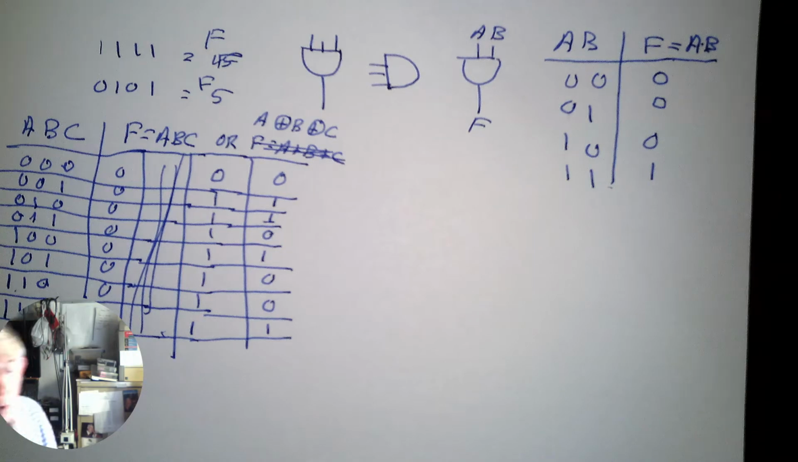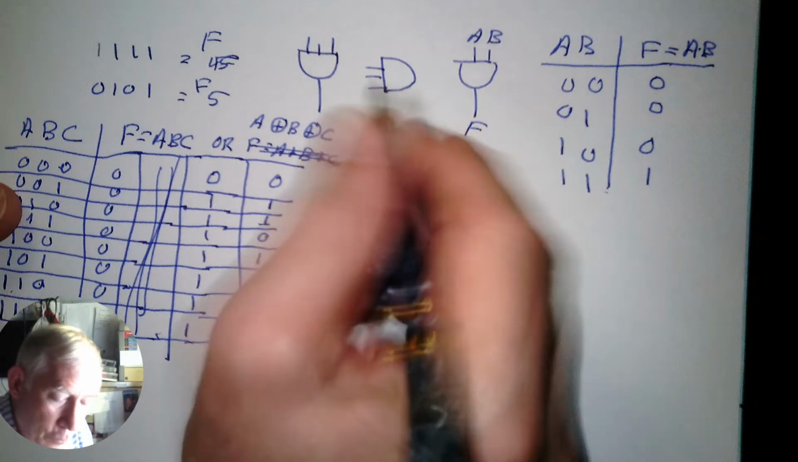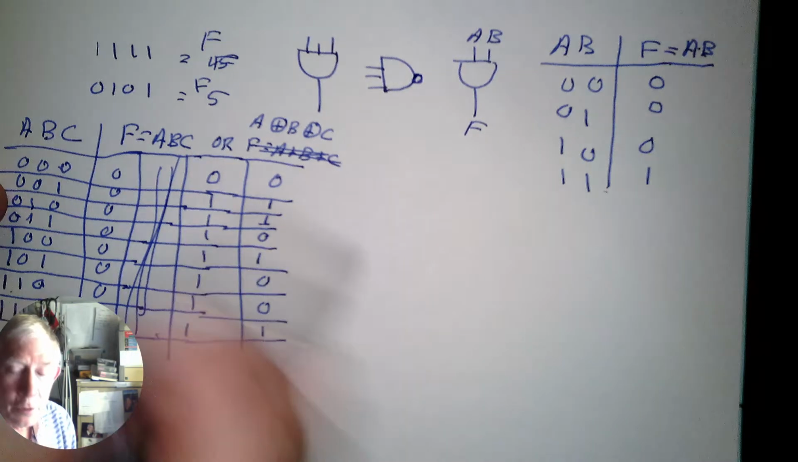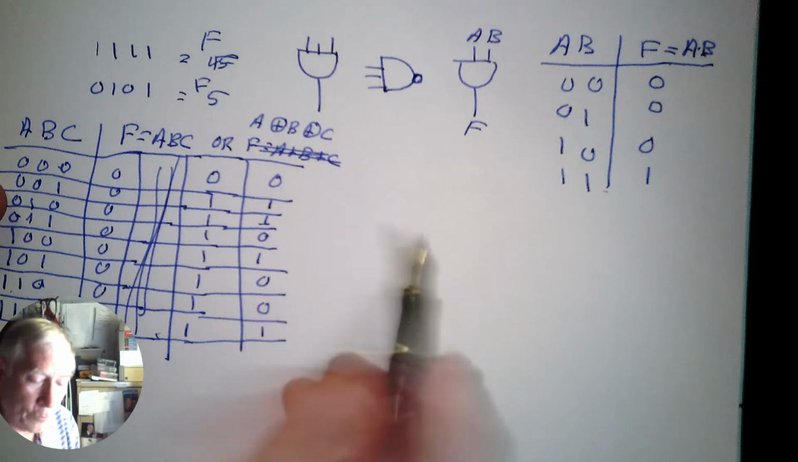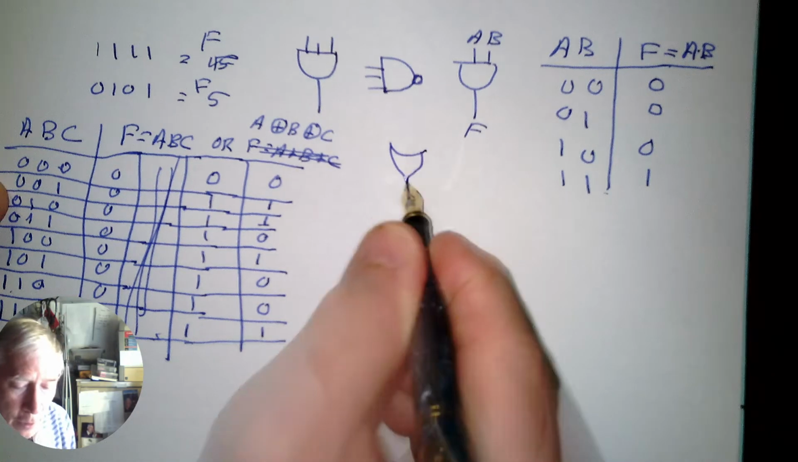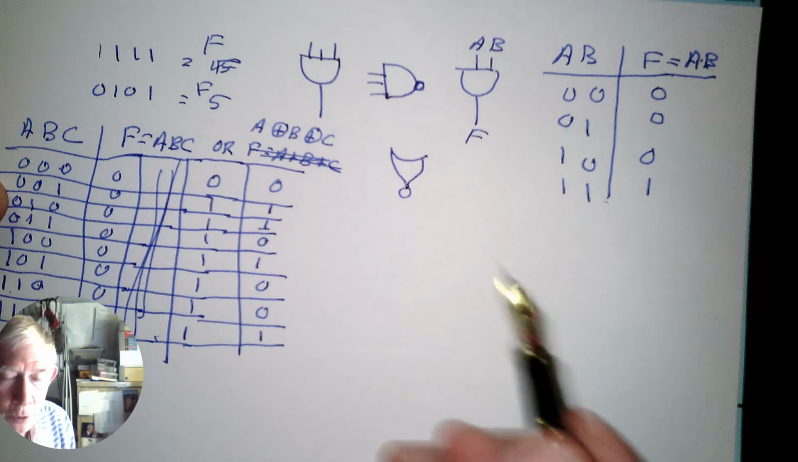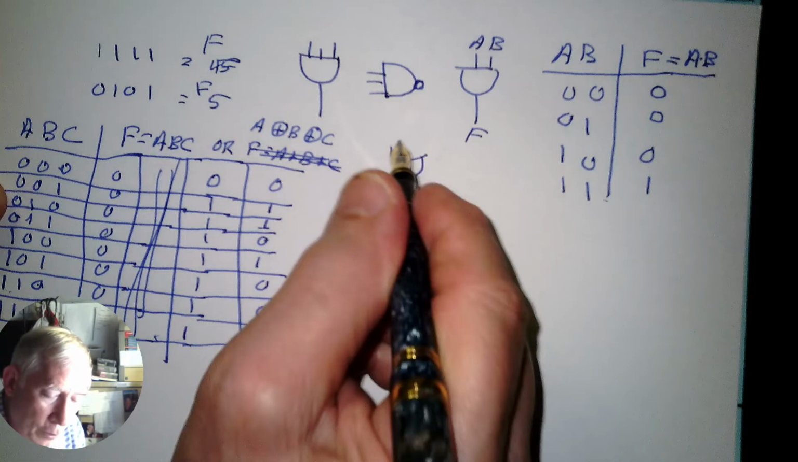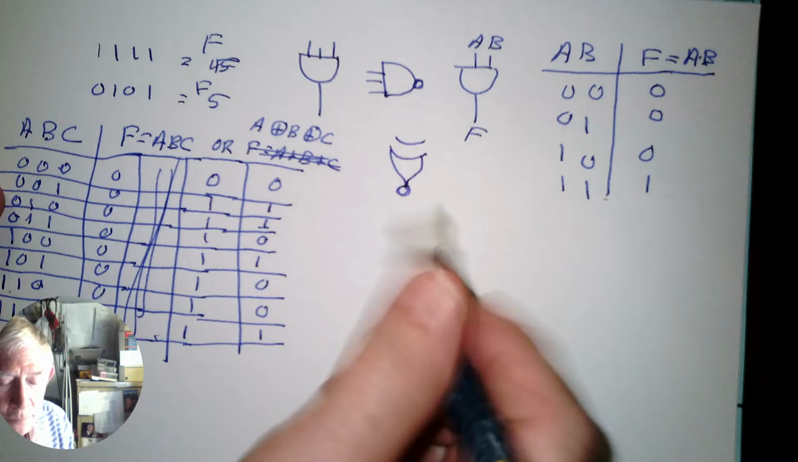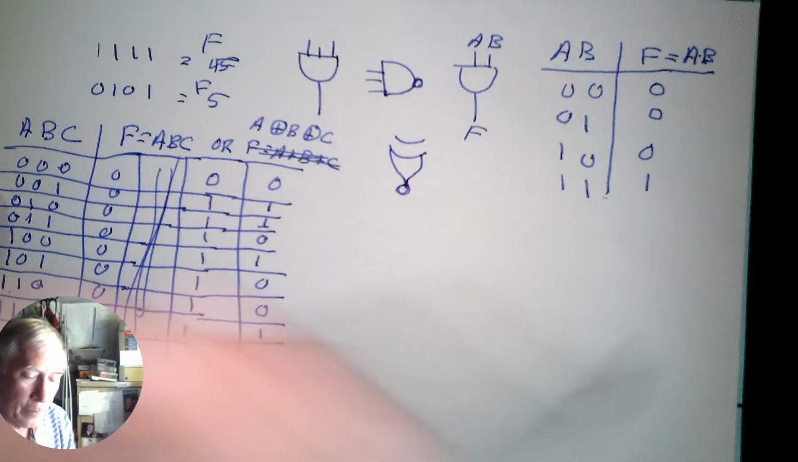All right? And all you're doing is putting an inverter on the output, like that, a bubble. And that makes it a NAND gate. Or if it's an OR gate, so that's an OR gate, and if you put a bubble on the output, that's a NOR gate. Exclusive OR gate, we draw like that, and the bubble would make it an XNOR, an exclusive NOR gate.